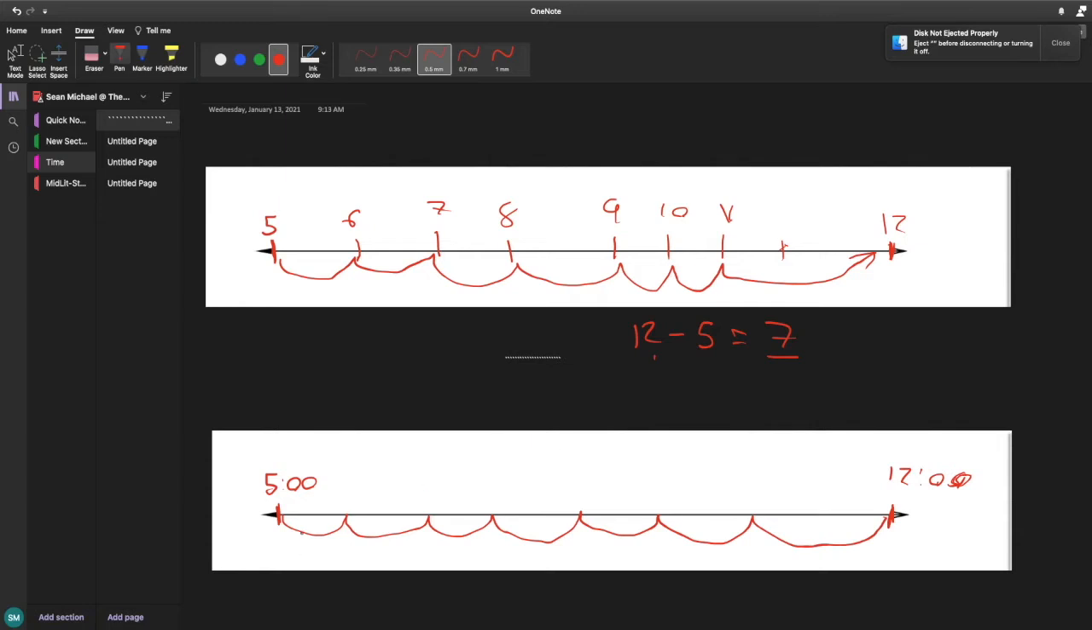So just by counting, right, we did this. This was 6, 7, 8. We could put the 8 here, I suppose, then 9, 10, and then we got 12 o'clock. And again, it was 1, 2, 3, 4, 5, 6, 7. So in this case, it's 7 hours, right? So you can see how timelines can be used just like number lines.